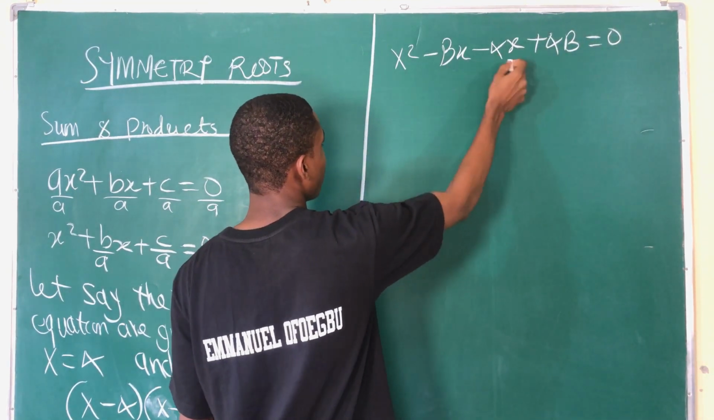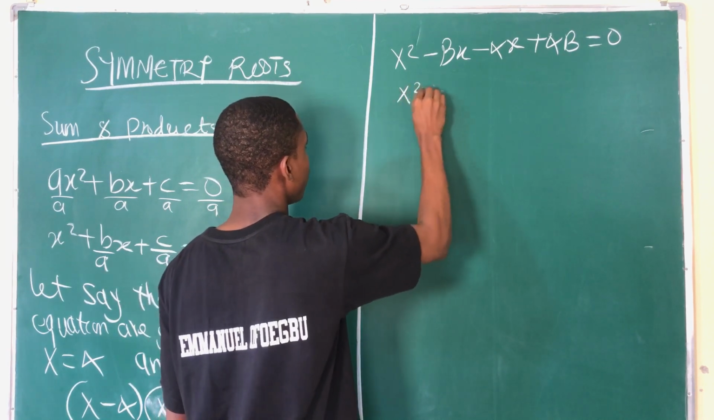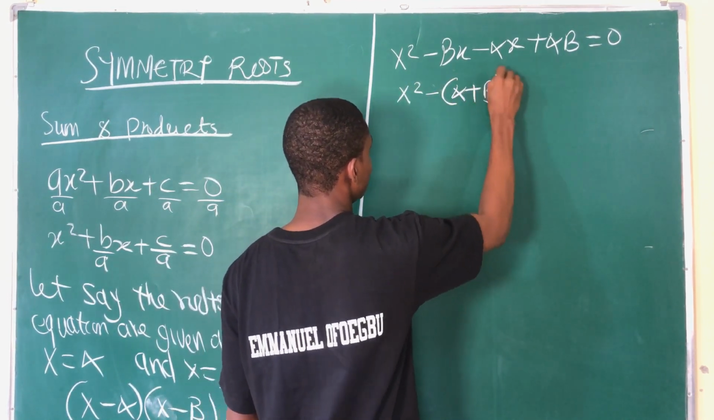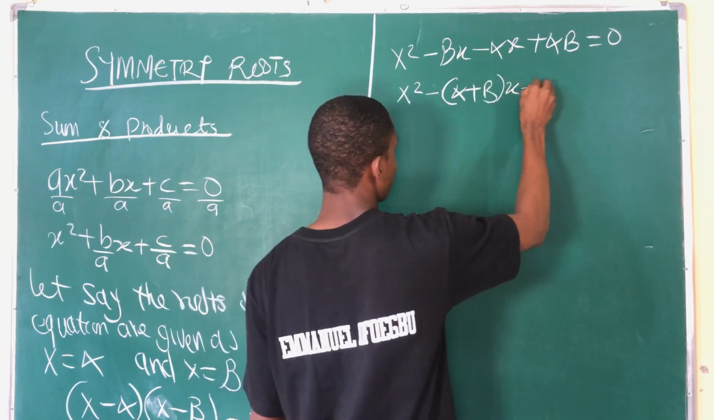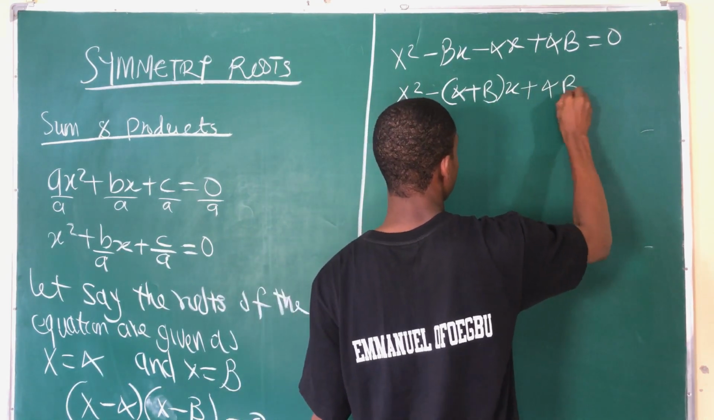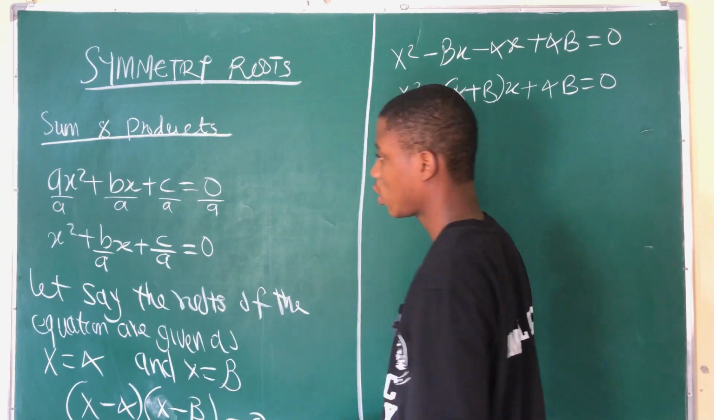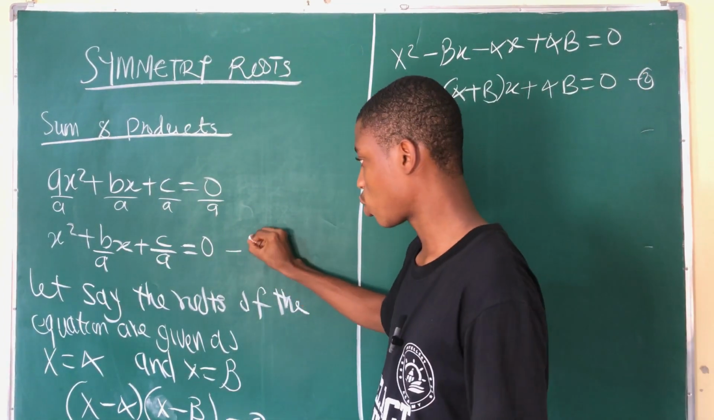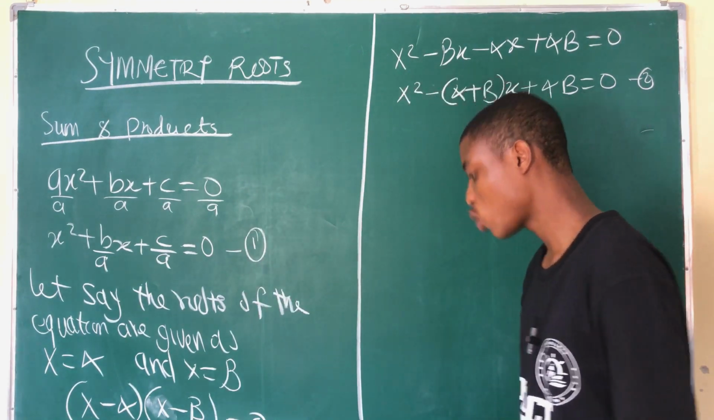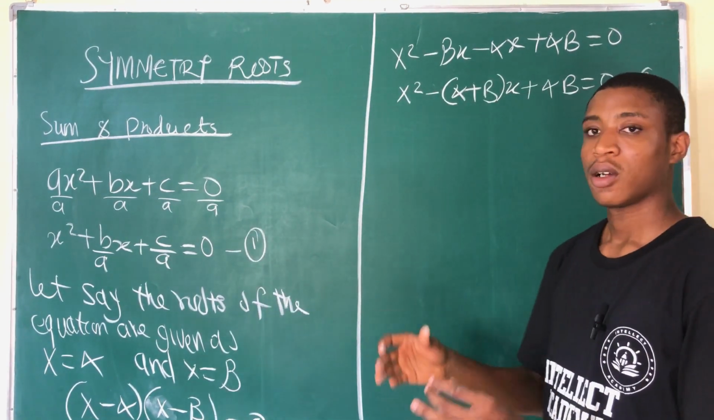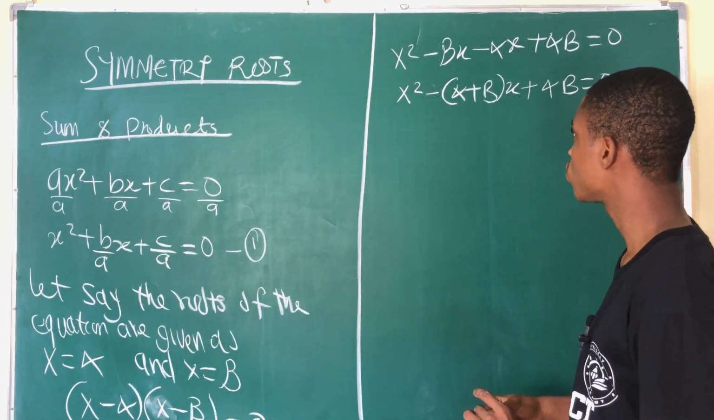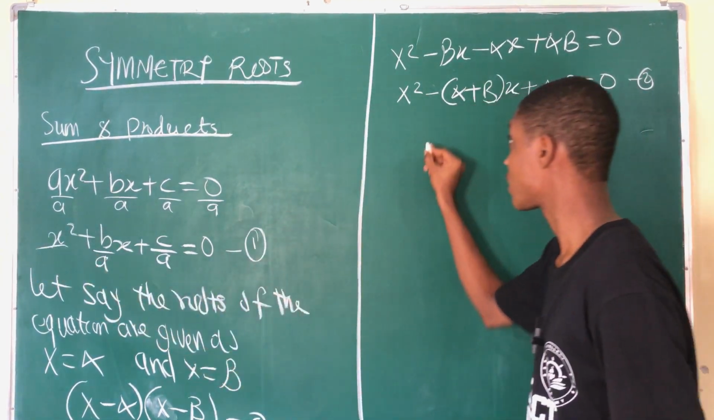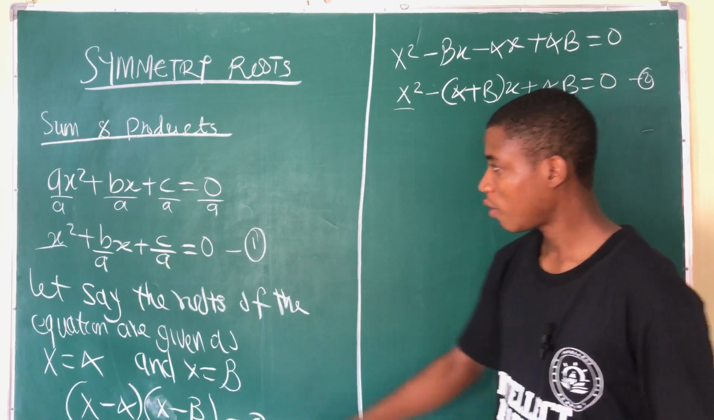Of course, we're going to factor the value of x here. So we have x squared minus (alpha plus beta) x plus alpha beta equals 0. Now we are left with two equations. Let's call this equation 2 and let's call this equation 1. We are going to compare these two equations. Of course, they look very similar. We have x here, we have x here. What do you notice?